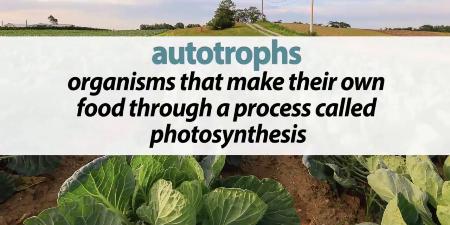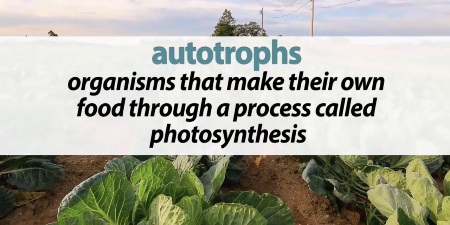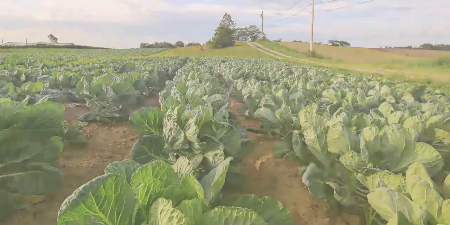Plants are autotrophs, it's one of our key vocabulary words, or organisms that make their own food through a process called photosynthesis. Plants use photosynthesis to convert light energy from the sun to a more usable form during a process called energy transformation. Humans use energy transformations as well.